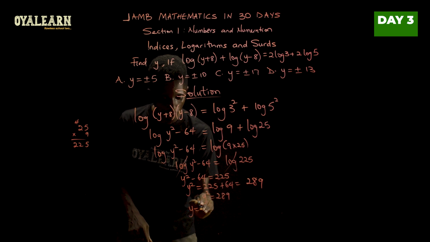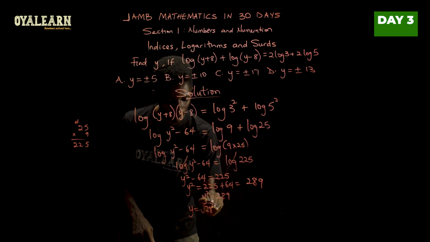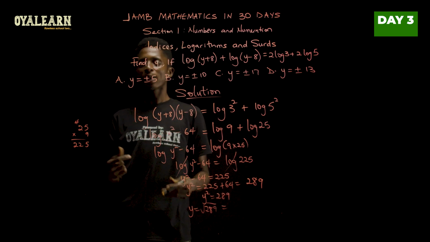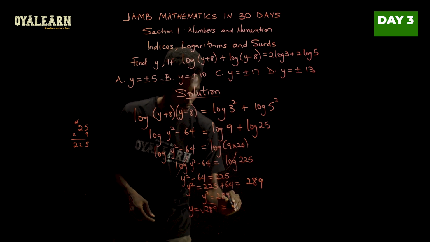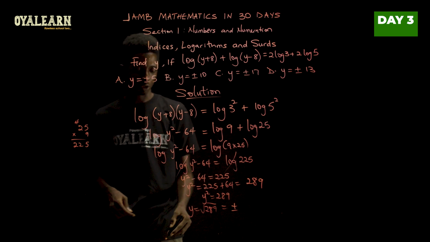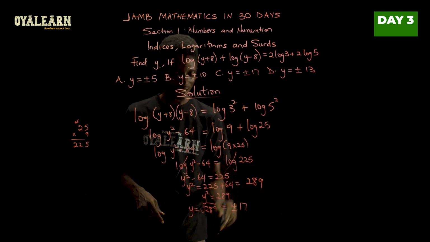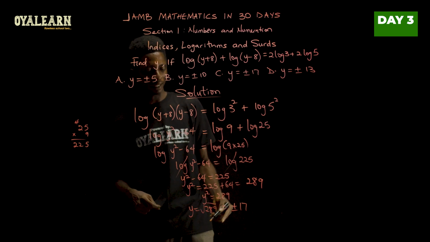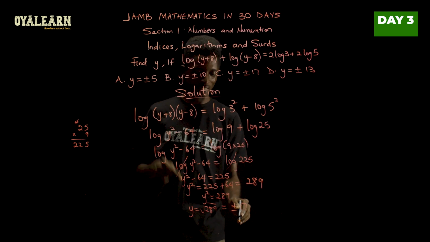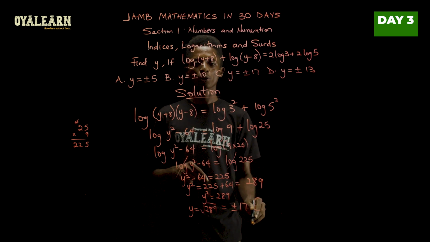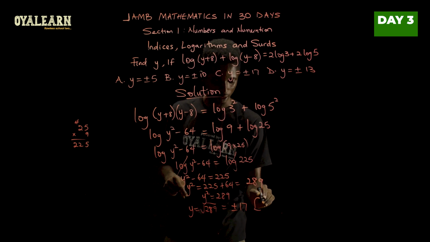And to get y, we'll find the square root of 289. And whenever you apply square root, your answer will be plus or minus. And square root of 289 is 17. So we have plus or minus 17. That is, the correct option is option C.